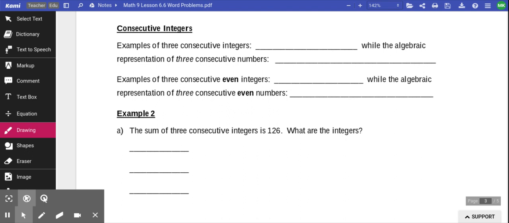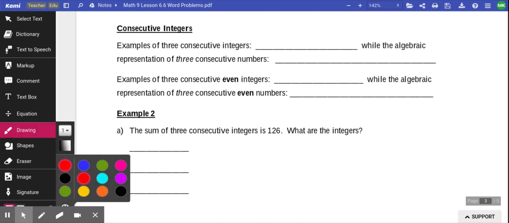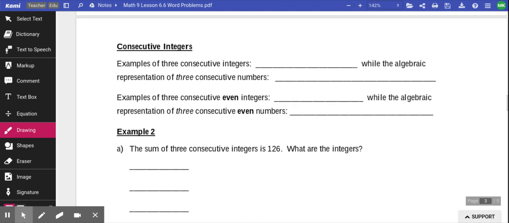Okay, hopefully you took a break. This next part of word problems, we're going to do something called consecutive integers. Consecutive is like in a row. Integers are numbers. So an example of three consecutive integers, that's three numbers in a row. For instance, 2, 3, 4 are called consecutive integers. It's numbers that go in a row. Algebraically, the way that we represent them is we say that the first number is x.